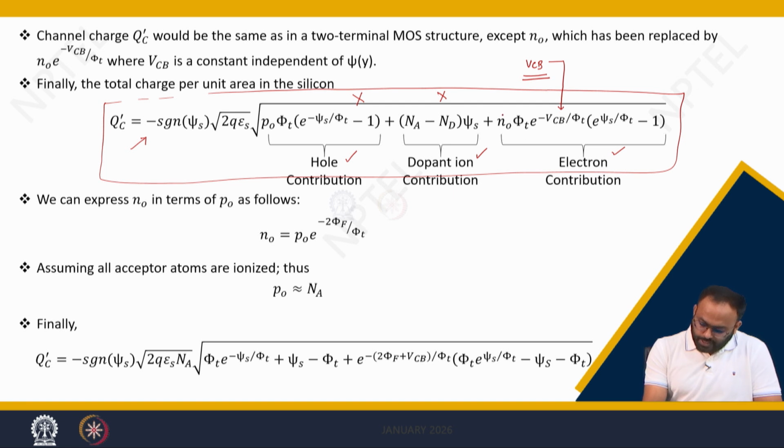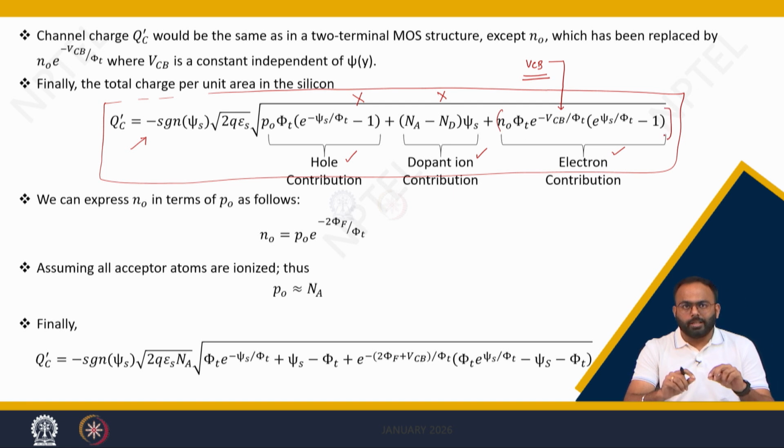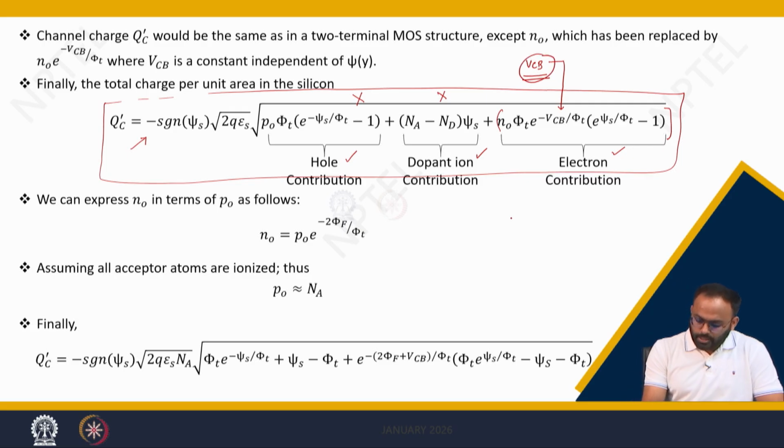So, we said that the inversion layer which is available near the surface can be controlled by V_CB, and hence you need to replace this N_0 by N_0 into e to the power of minus V_CB by φ_t.